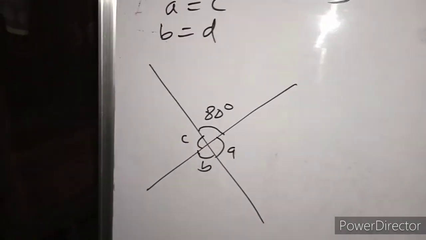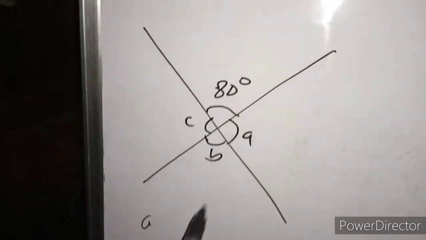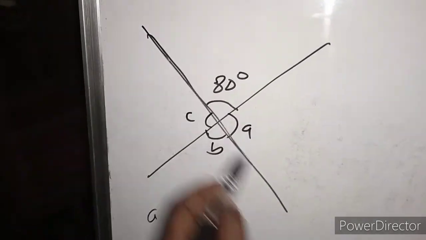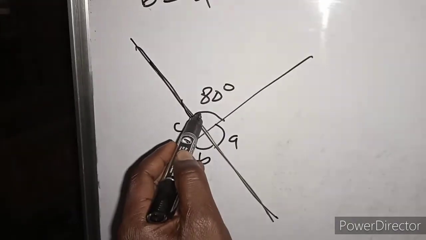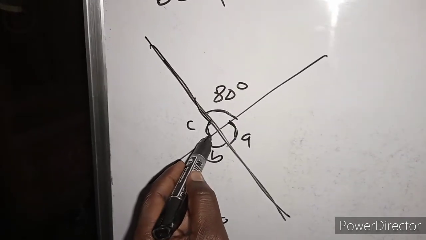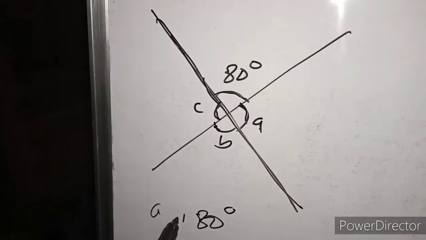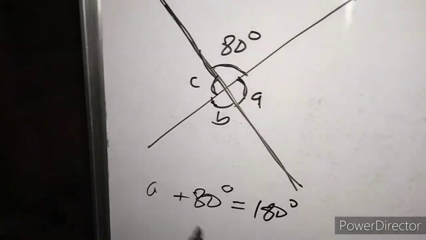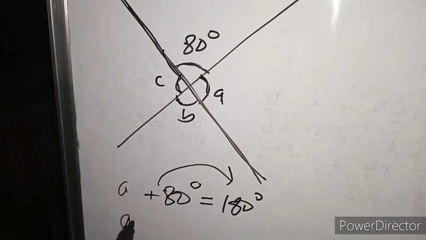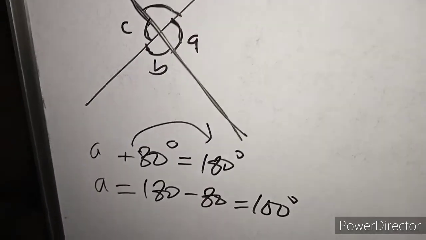But how do we get A? If you look at this straight line, you will see that A and 80 degrees are on this straight line. So on this straight line, we have two angles here, 80 and A. And at the other side of it, we have C and B. So since A and 80 are on a straight line, that means the sum will be equal to 180 degrees. So if we take the 80 across, we're going to have A equal to 180 minus 80, and that will give us 100 degrees.